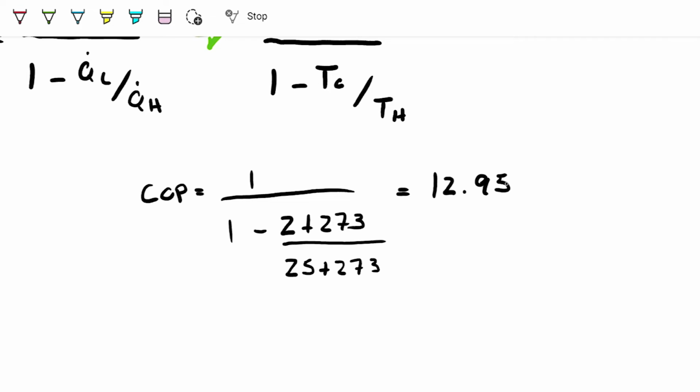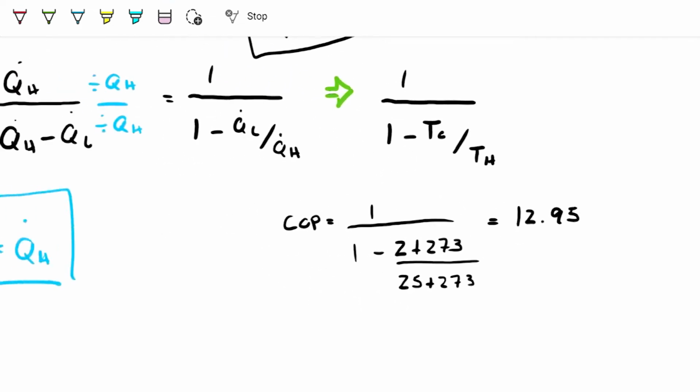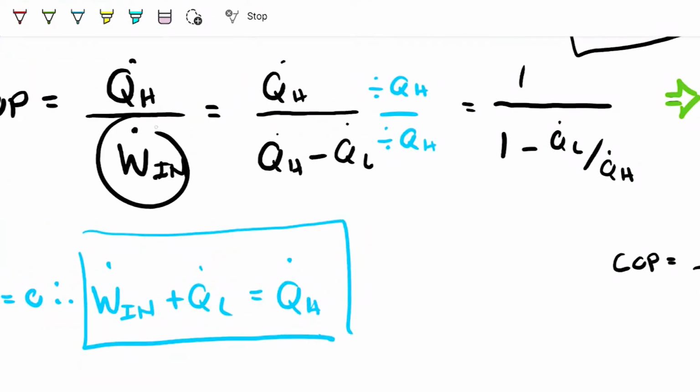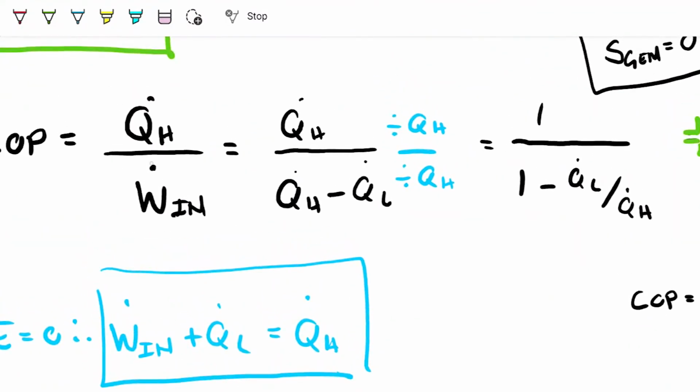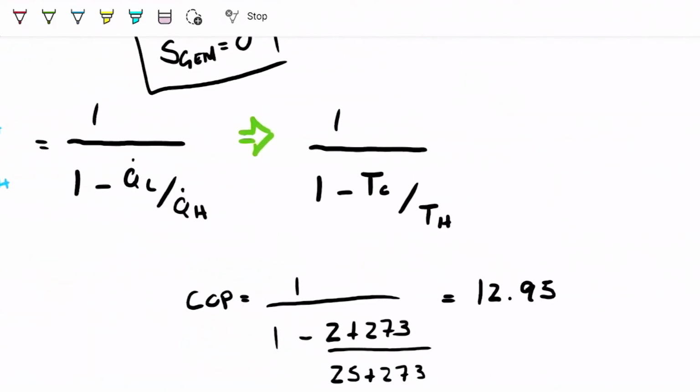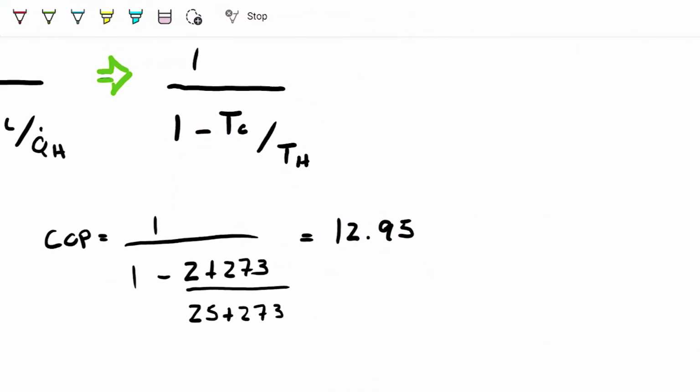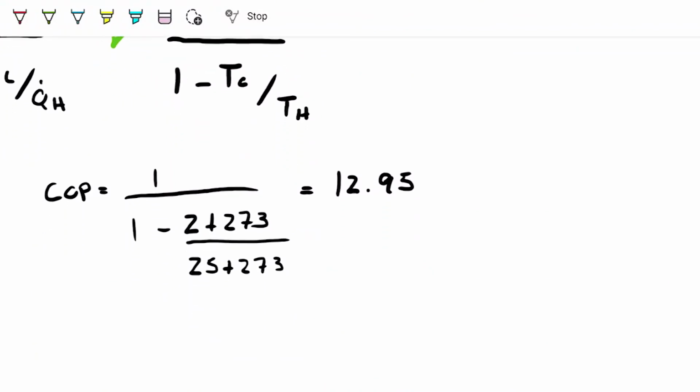Because this means that for every dollar I put here, I get $12 up here. Kind of this, right? For every kilowatt of energy that I put here, I'm getting 12 kilowatts of energy out. And that's why it's so efficient, so good to use something like a heat pump, right? So this is the coefficient of performance of my Carnot heat pump.